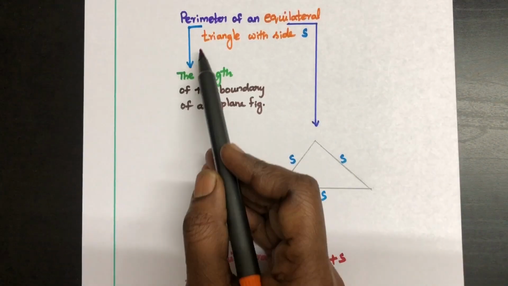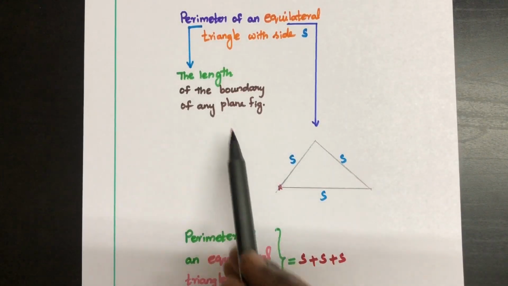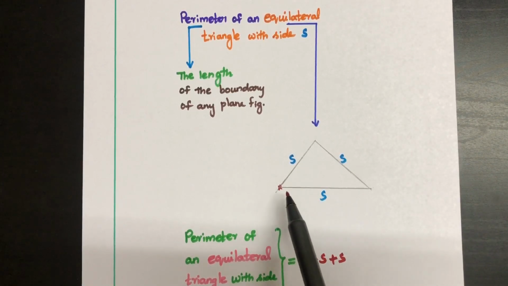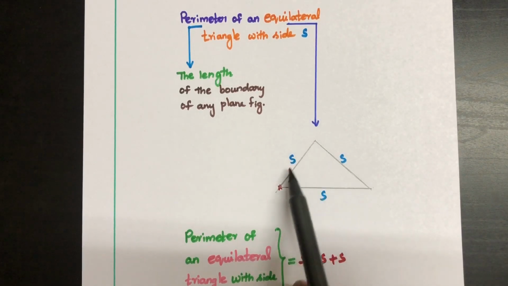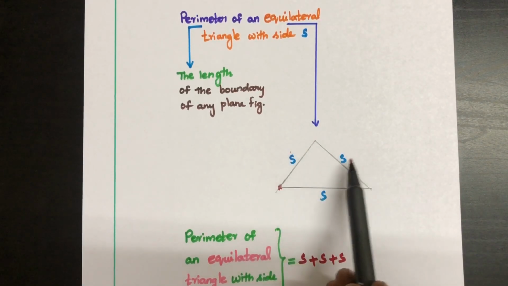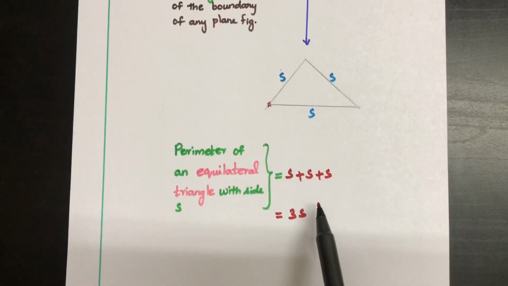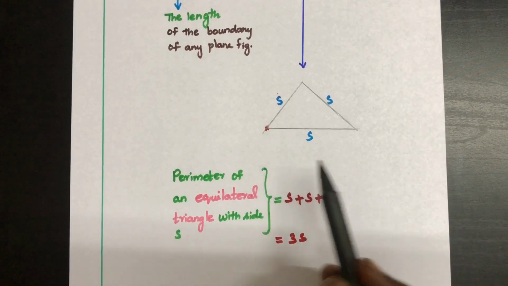Now, the perimeter of an equilateral triangle with a side S. See, equilateral triangle means all the sides are equal. That's all. So now we are going to find the perimeter. If we start from here, all the sides are S, meaning the same centimeter. From here to here it is S, plus another S, plus another S. So 3S is the perimeter of an equilateral triangle with side S.